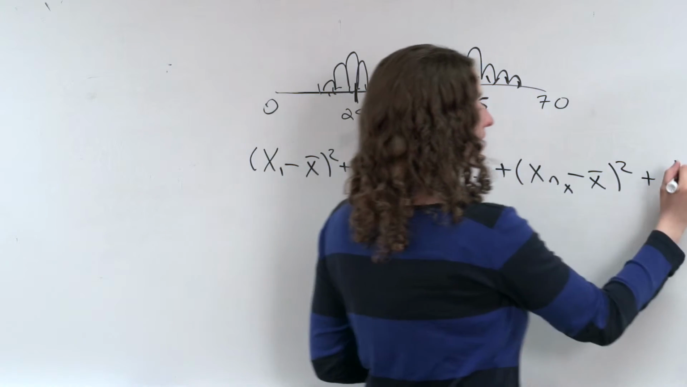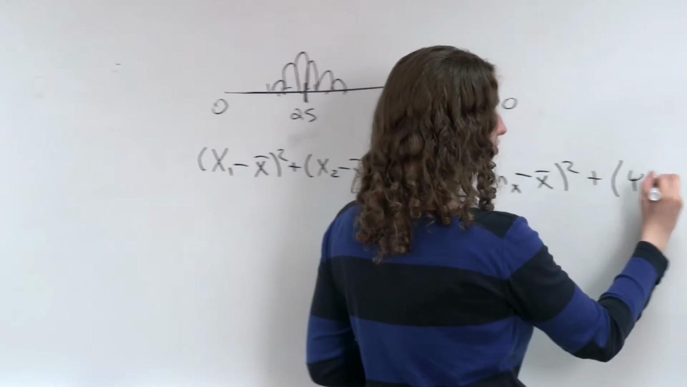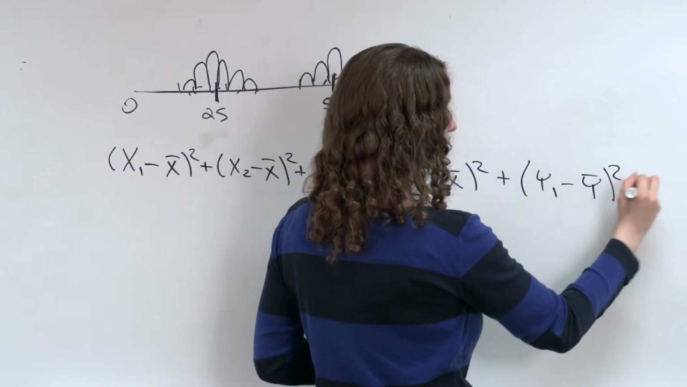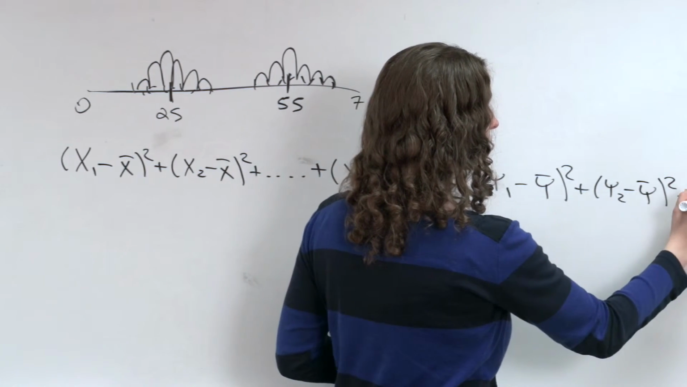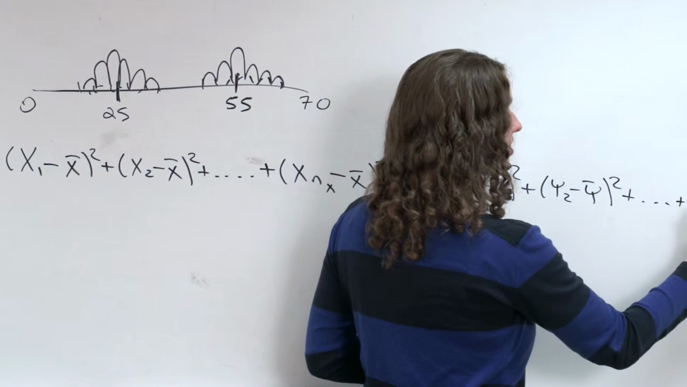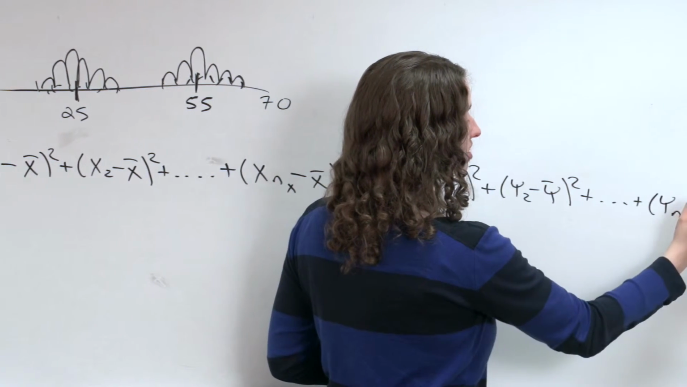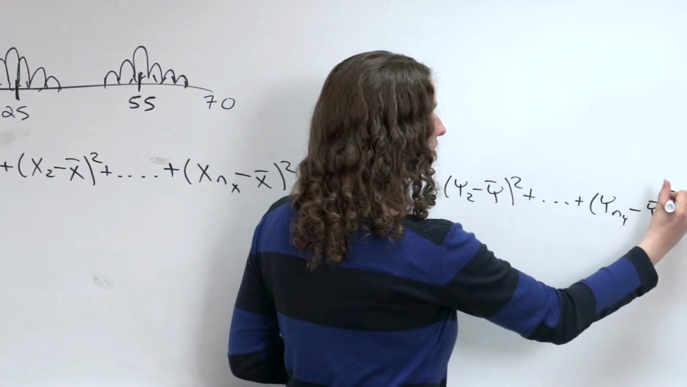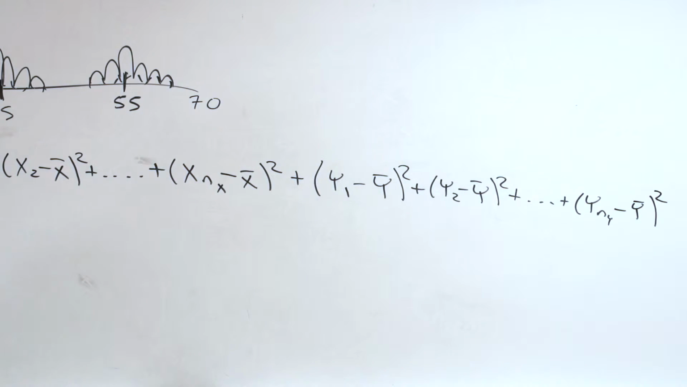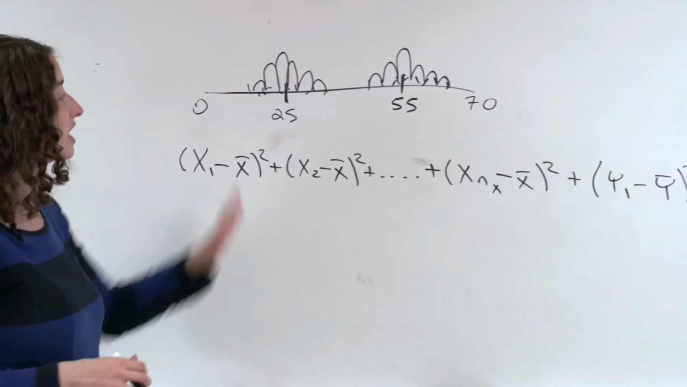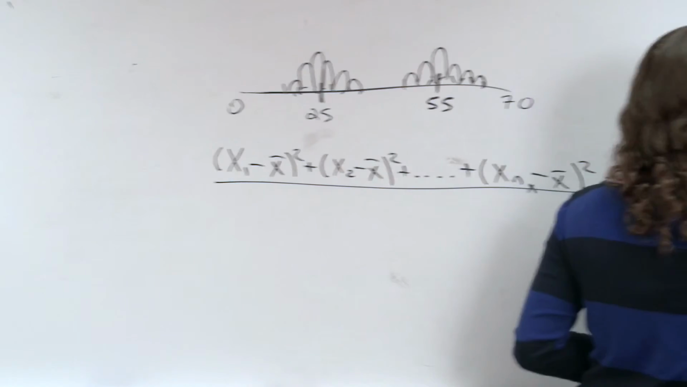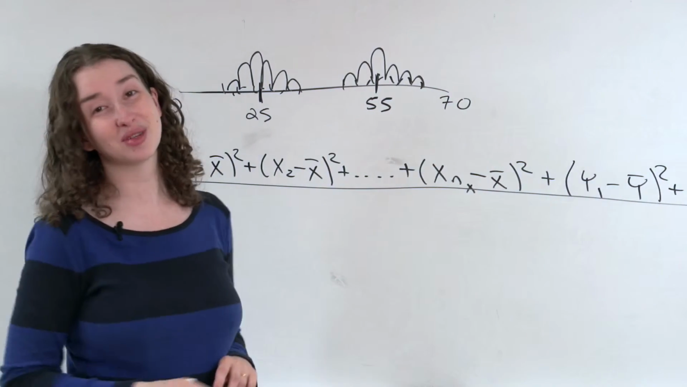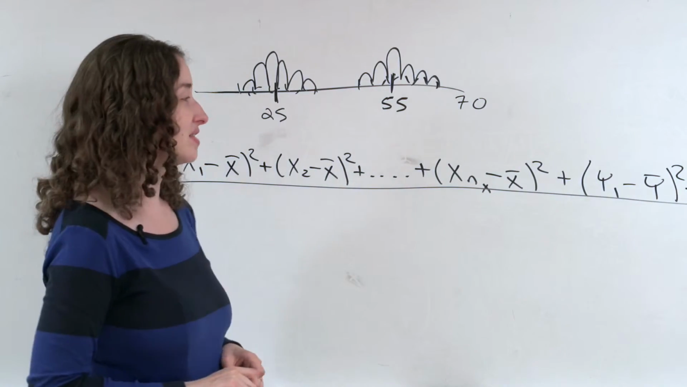But now I'm going to keep going. Let me take the first value in the y group and subtract y bar and square it. And let me take the second value in the y group, subtract y bar and square it, all the way up to the ny value, where ny is just the sample size in the y group, and square it. So now what I have is the sum of the differences between each value in my whole data set and the mean in their own group. And I'm going to take this whole thing and divide by how many numbers there are. I'm sort of going to take the mean of these.